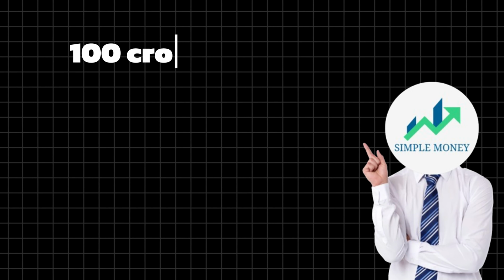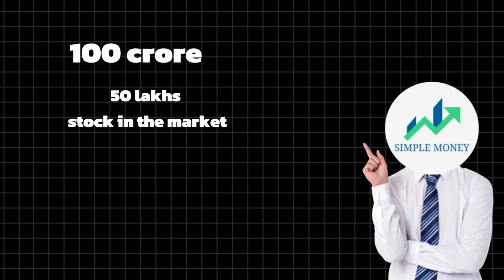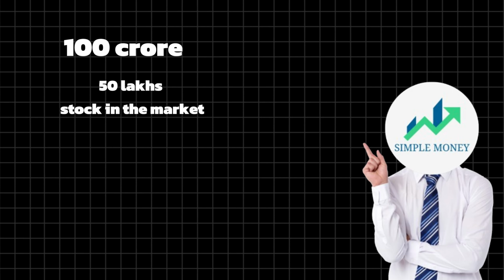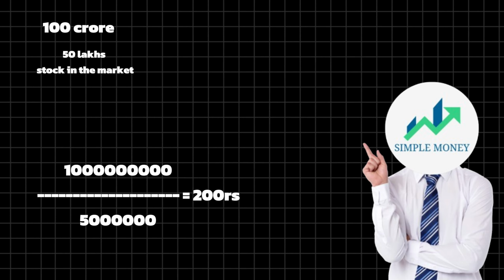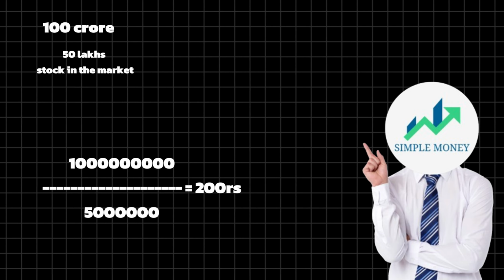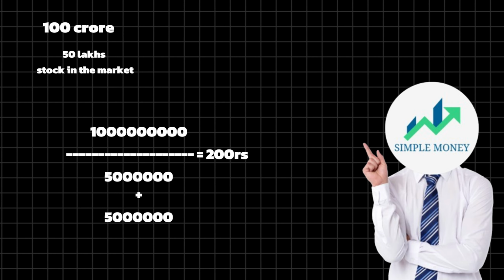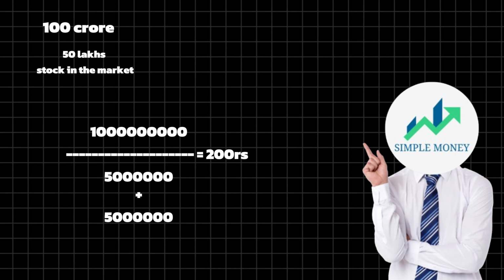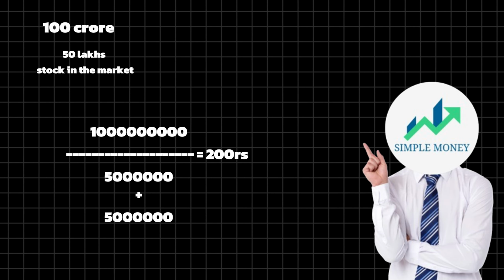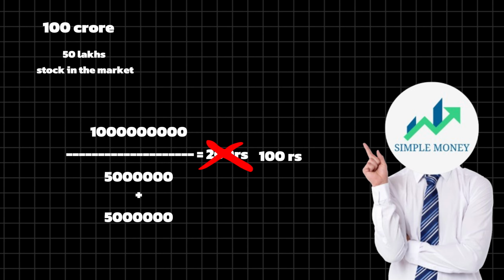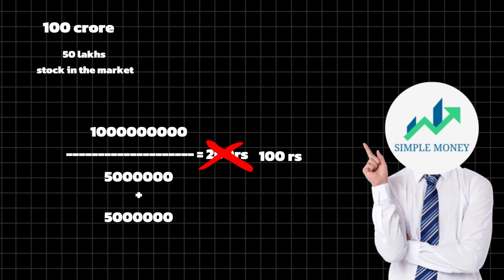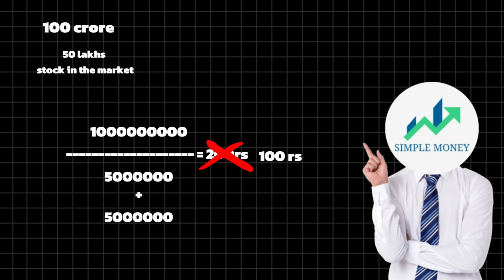more accessible. For example, his company is worth 100 crore, there is already 50 lakh stock of his company in the market. So each stock will cost around 200 rupees, which is too much for people to buy. So he will release 50 lakhs more stock, thus dividing his company into more parts and reducing the stock prices to 100 rupees so that anyone can buy it. Now, if that's clear, let's move on to our next topic.